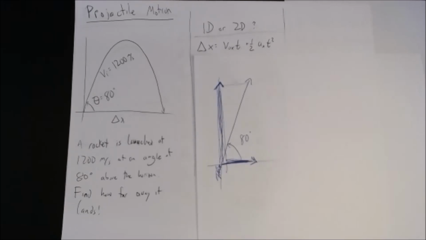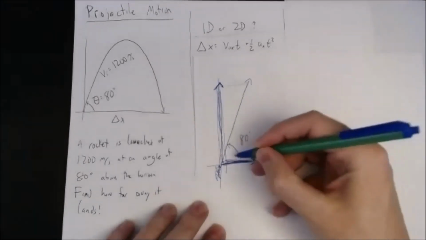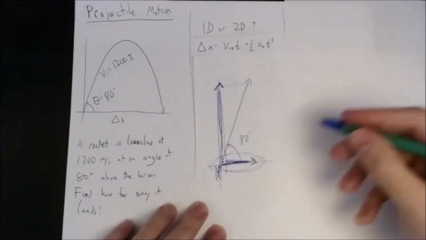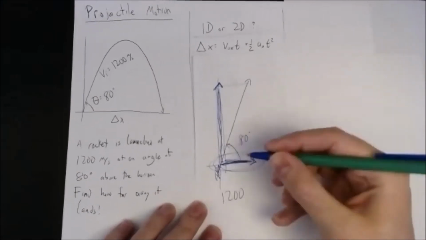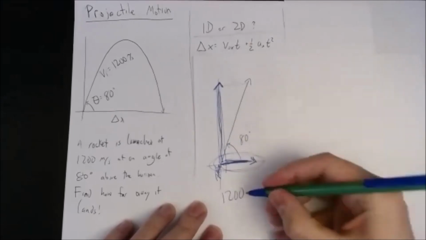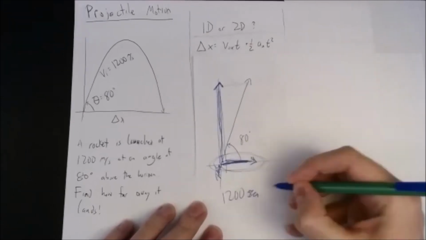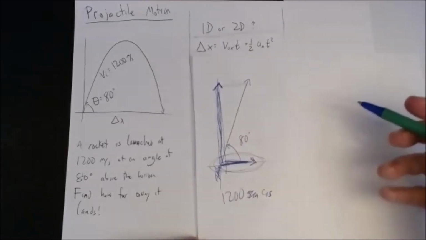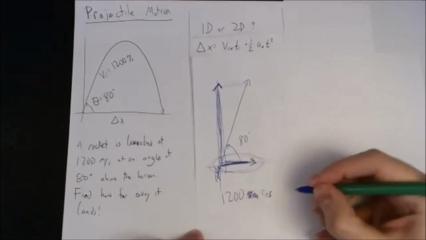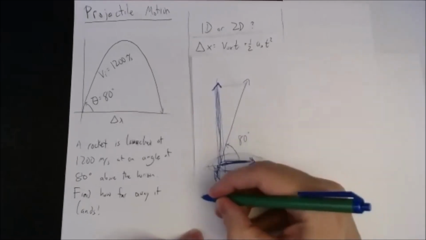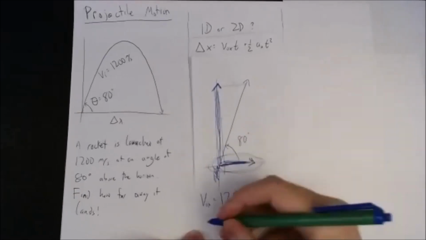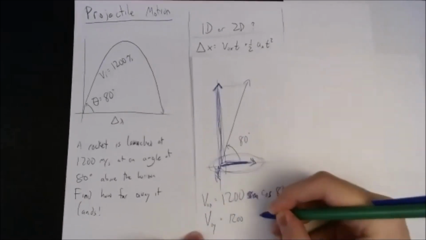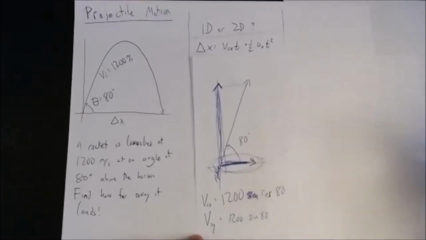Spencer asks, would the same velocity in the y direction also be 1200 meters per second? So you're going to have one component in x, and this x component is going to be 1200 times, the x direction is usually sine, oh sorry, no, it's cosine. Always remember SOHCAHTOA. 1200 cosine 80 degrees. This is going to be v naught x. V naught y is going to be 1200 sine 80 degrees.